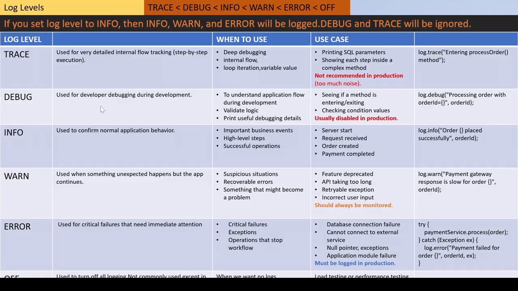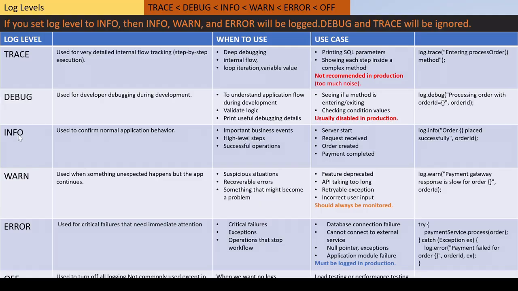Now debug, this one we use at the time of development, for developer debugging. When we are developing a functionality, in some conditions we want to see what values are coming, whether some conditions are passing or not. Those times we are going to put debug. Like method entering or exiting, check condition values. This one also we disable in production. Debug is also not recommended to use.